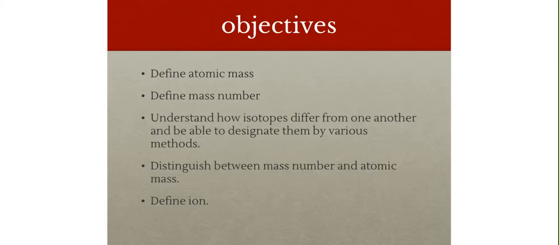So after this video, you should be able to define atomic mass, define mass number, understand how isotopes differ from one another, and be able to distinguish them by various methods, distinguish between mass number and atomic mass, and define an ion. So there's a few things in there. When we have our discussion in class, we are going to be comparing this information to the history on the atomic structure. So how did we go from knowing an isotope is an isotope to Rutherford discovering the nucleus? These are important concepts that we need to make sure we connect.